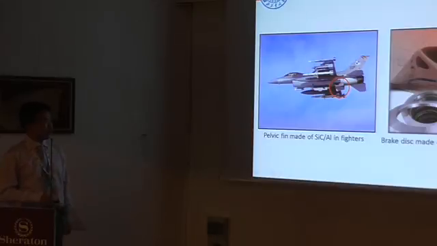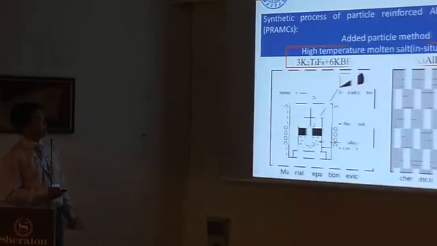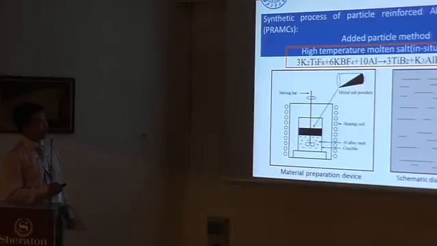In my report, particle reinforced aluminum matrix composite is abbreviated to PRAMCs. We know that PRAMCs are widely applied in aviation, space flight, or automobile industry. Based on the synthetic process, we can separate the PRAMCs into two parts. The first is the annealed particle method, and the second is the high temperature molten salt method. We focus on the second method. We also name it the in-situ method.